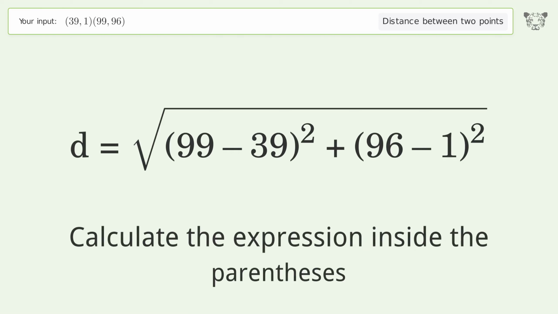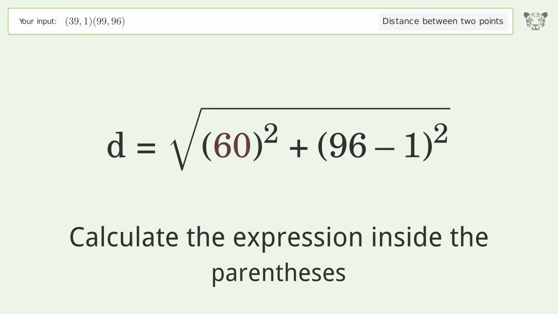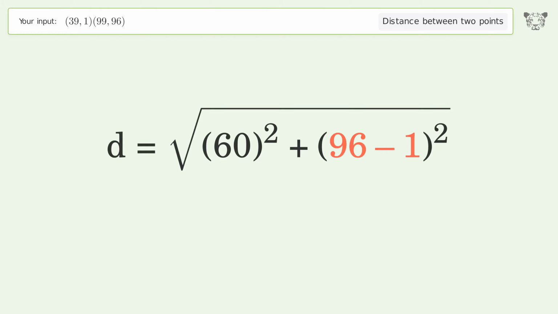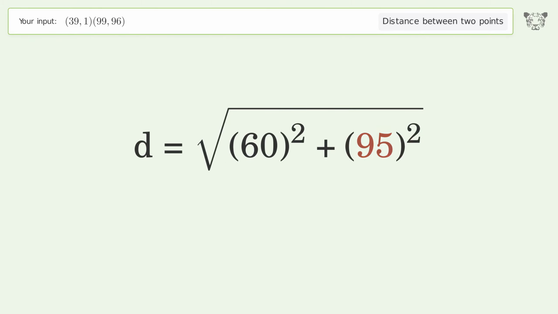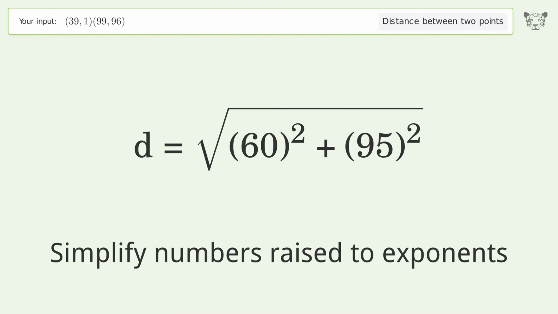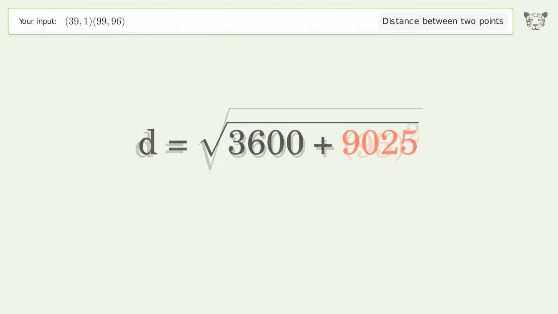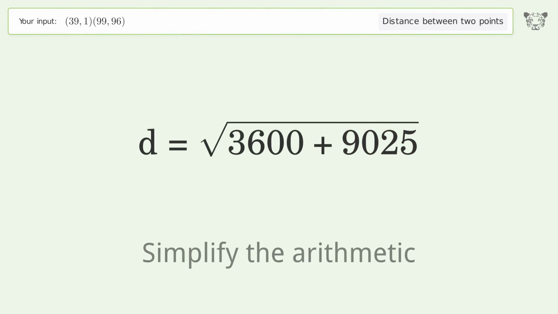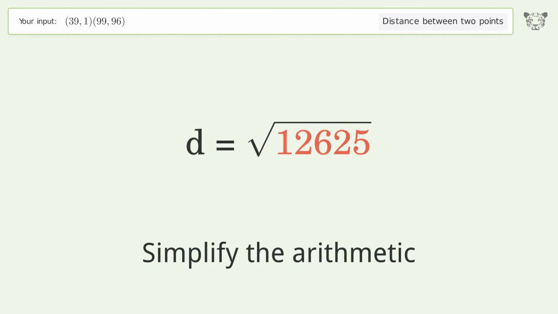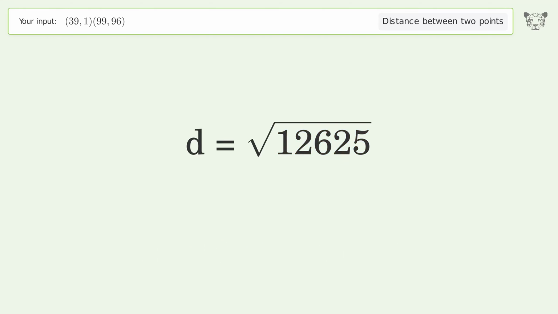Calculate the expression inside the parentheses. Simplify numbers raised to exponents. Simplify the arithmetic. And so the distance between the 2 points is the square root of 12,625, or 112.361.